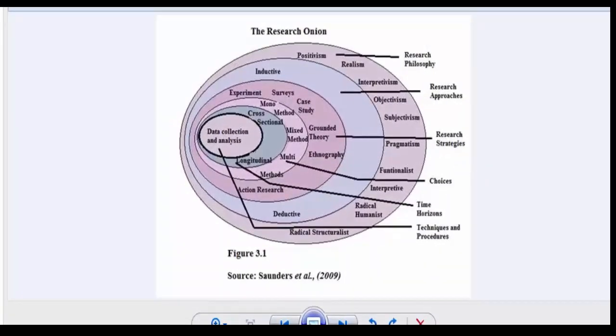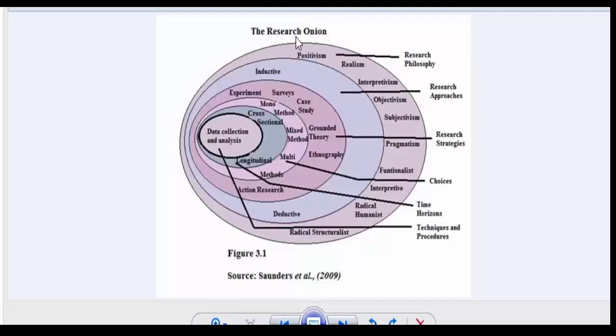Like I said, before doing our research and working on it, we have to understand what's called the research onion. Basically, this research onion has many layers, and we're going to peel each layer and eat every layer. We have to peel it layer by layer and understand them in a proper way, so that we understand where we are going.